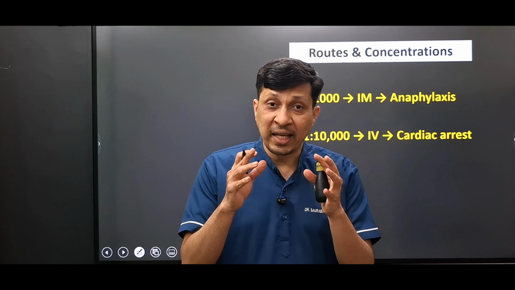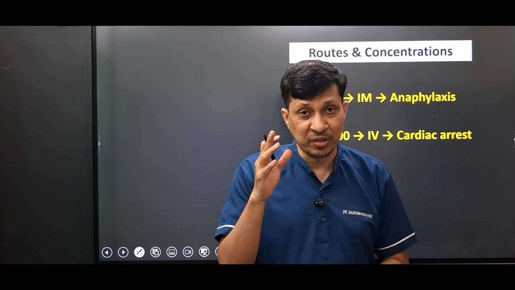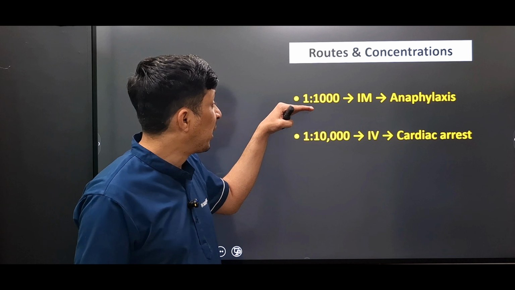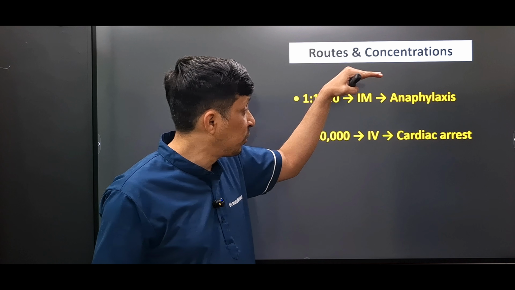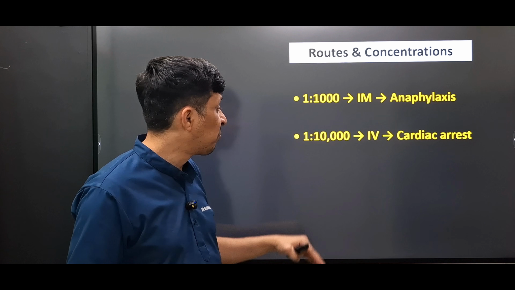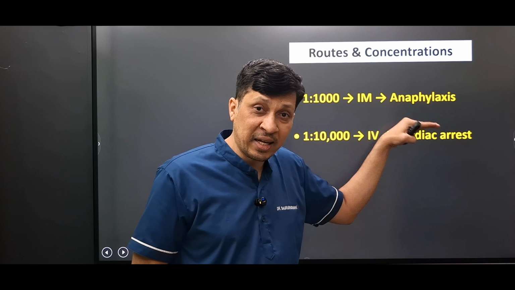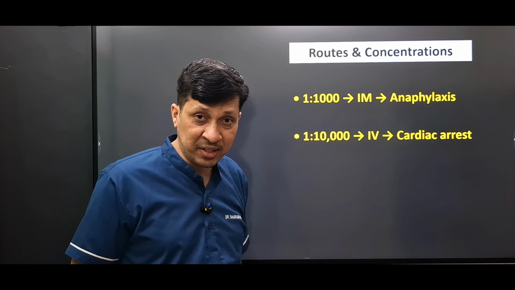Now, an important thing while using adrenaline is to use the correct route and correct concentration. For example, 1 in 1000 concentration is used in anaphylaxis, and here the drug is given intramuscular, and 1 in 10,000 concentration is used in cardiac arrest, and here the drug is given intravenous.